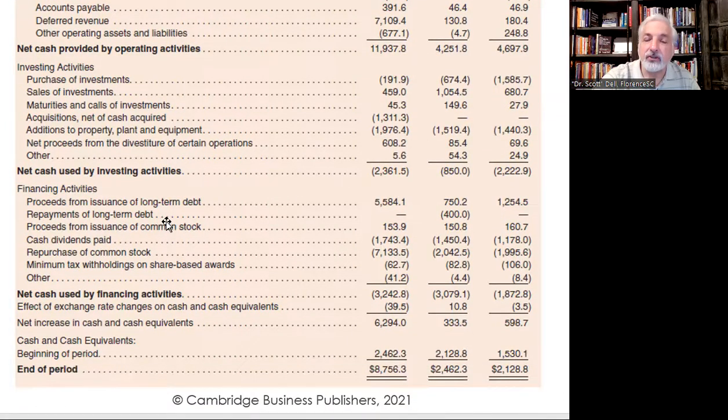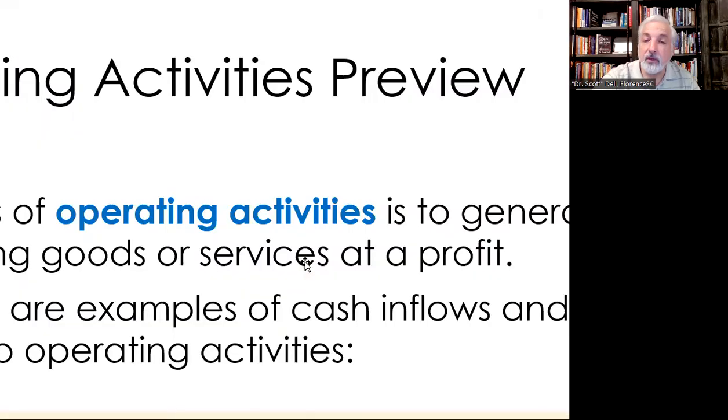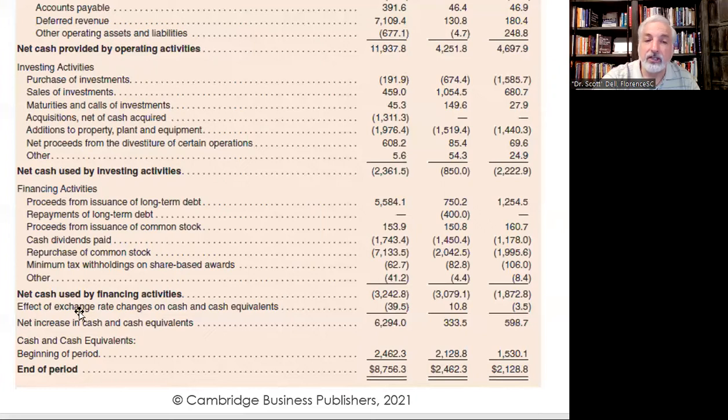And then we have financing. Proceeds from issuing long-term debt, bonds. So we got some cash in the door. Proceeds from issuance of common stock. We got some cash when we issued stock. We paid out cash dividends. That reduces cash. We repurchased common stock, treasury stock. That reduced cash. Minimum tax withholdings on share-based awards. That was also a use. And we have non-cash items used by financing activities, effect of change in rates on cash and cash equivalents.